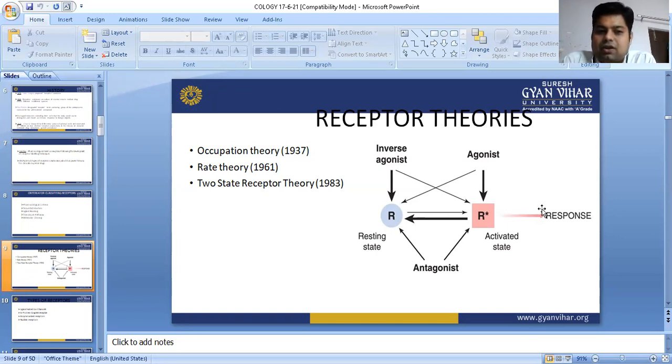But this theory again failed, and now the two receptor theory model, which we have discussed: the receptor is found in active state and inactive state, in equilibrium. When the drug binds with the receptor, it becomes activated for producing the response, and after some time the receptor comes to the inactive, resting stage. And an antagonist can act on the resting state receptor as well as the activated receptor. In both cases the response will be stopped.